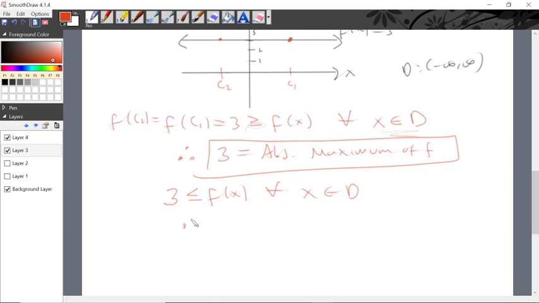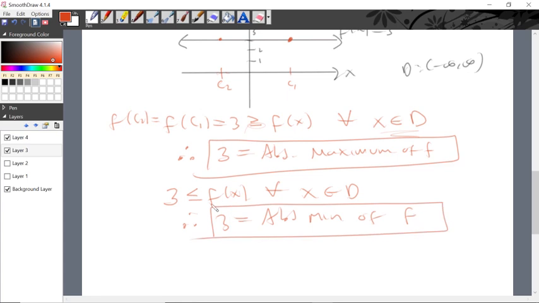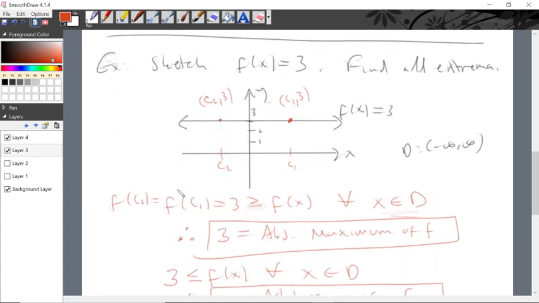So, we would also conclude that 3 is the absolute minimum. Oh, there you go. The absolute minimum for the function f as well. It's both the maximum and the minimum for this constant function. What about locally? Okay, local behavior.